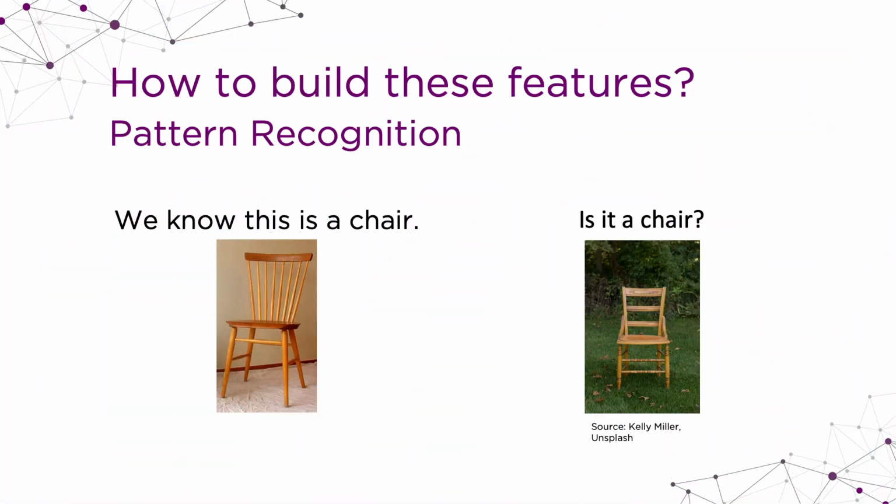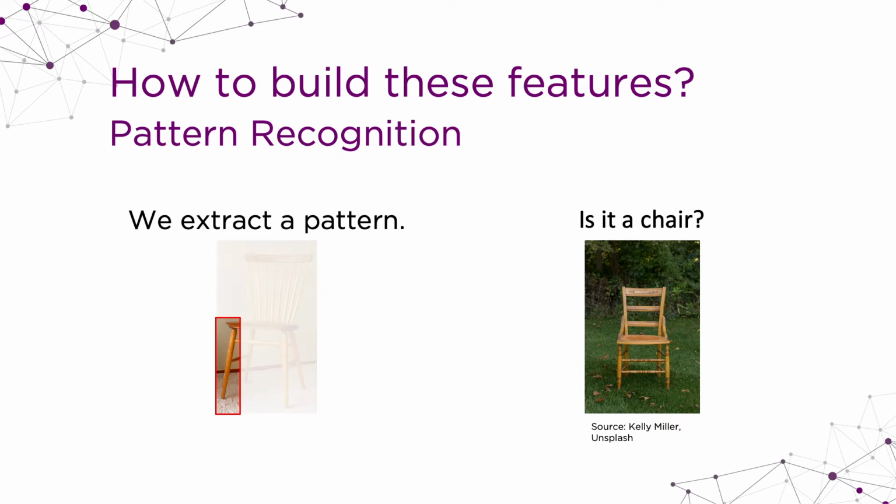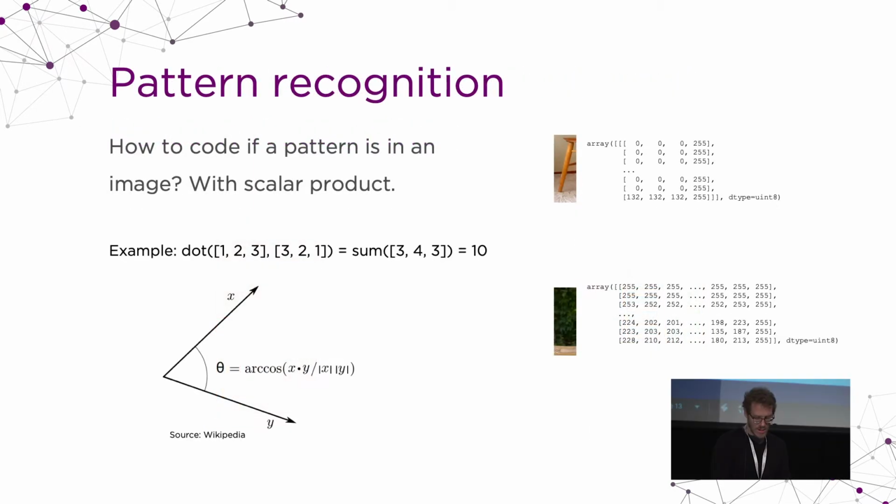I know this is a chair, and now I have a new image, and the question is: is it a chair? So what I can do is extract a sub-patch of this image, this one, and try to find it in this image. And really concretely, how can I find a sub-patch of an image in another image?